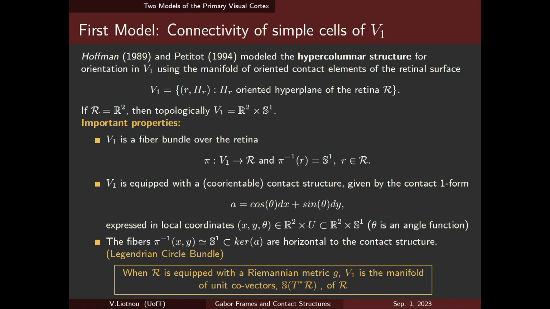If we assume that there is a Riemannian metric on the retina, the manifold of contact elements modeling the visual cortex can be replaced with an equivalent contact manifold, that of unit covectors, where the contact structure will be given by the same form.